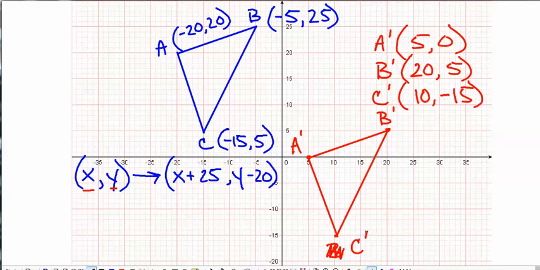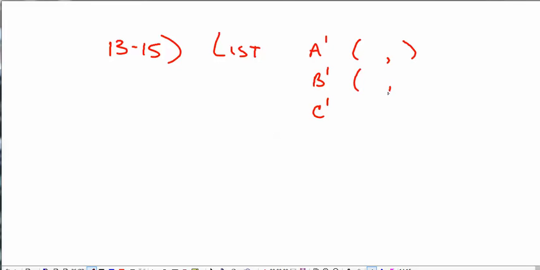All right? Then on 13, 14, and 15. For 13 through 15, what I want you to do is list, for 13, A prime, B prime, C prime. Okay? List the X and Y values based on the translation rule. What are you going to be doing to each X value for number 13? Adding 3 to it, right? And what are you going to do to each Y value for number 13? Adding 2. Good. You see that?